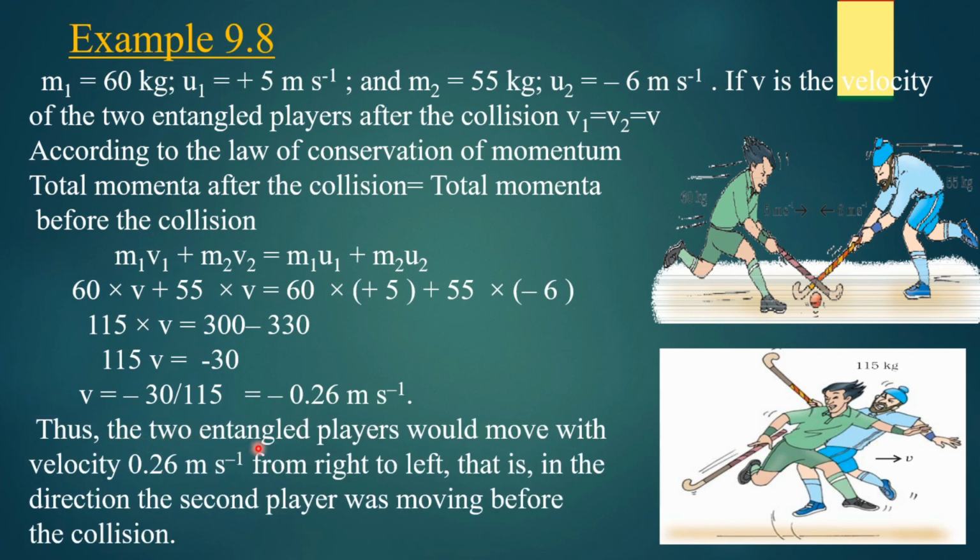Thus, the two entangled players would move with a velocity of 0.26 meter per second from right to left, that is in the direction the second player was moving before the collision. That means in this direction.